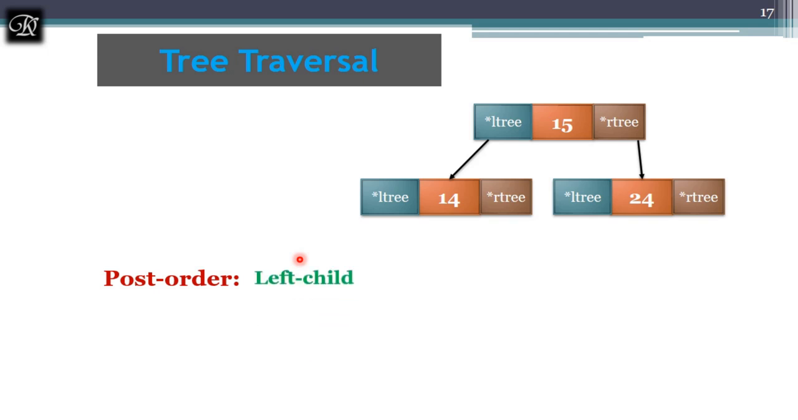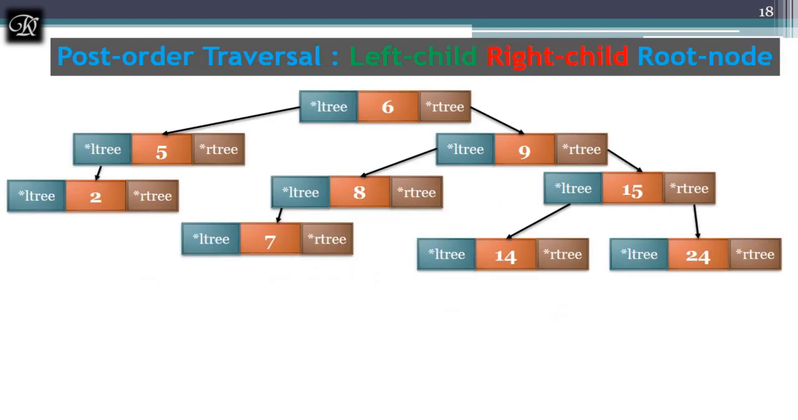So here we'll be having a left child, right child, and at the end we'll get a root node. It means first 14, then 24, then 15: 14, 24, and 15. So for this simple tree it is easy. Let's see for a complex tree what we have constructed.